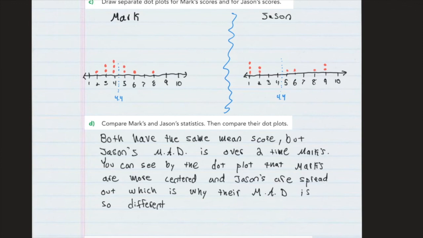Okay, so you can see by the dot plot that Mark's scores are much closer together, whereas Jason's are really farther apart. So he had a lot of highs and a lot of lows, right? A lot of highs and a lot of lows that led to them having the same mean score. Okay, but Mark had more centralized scores around his mean.